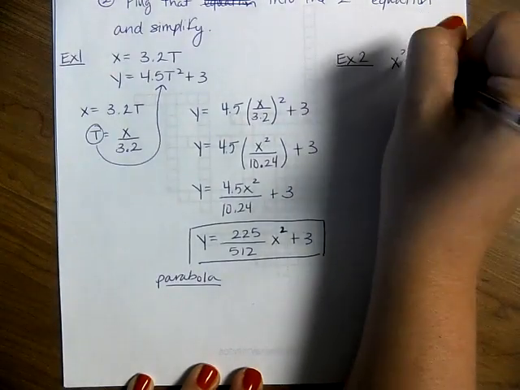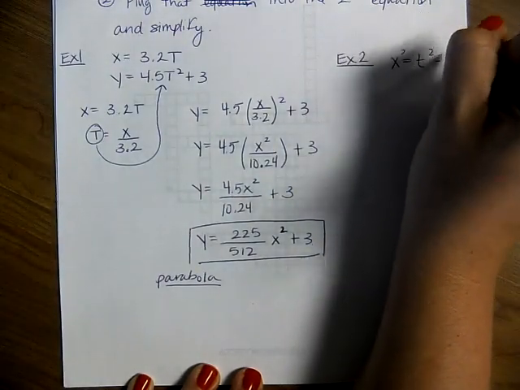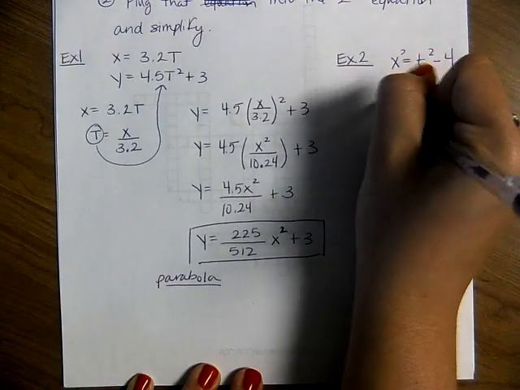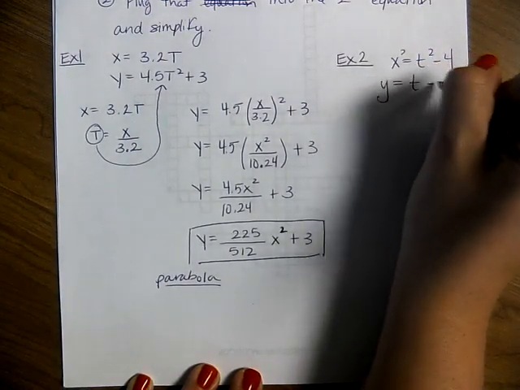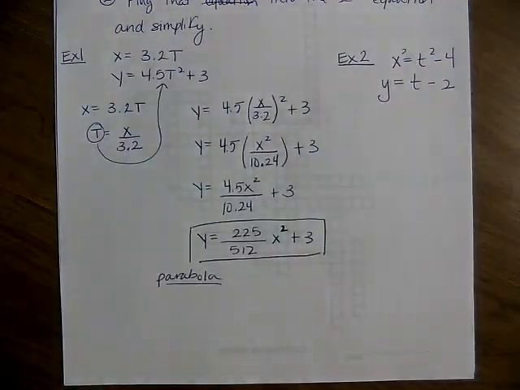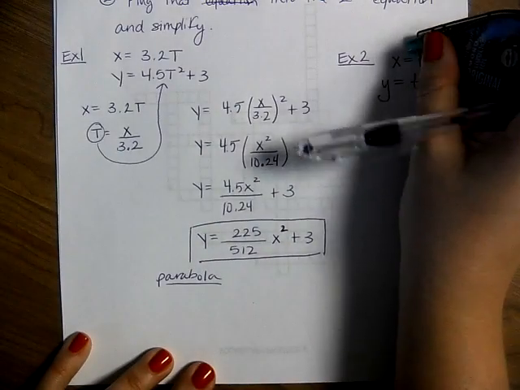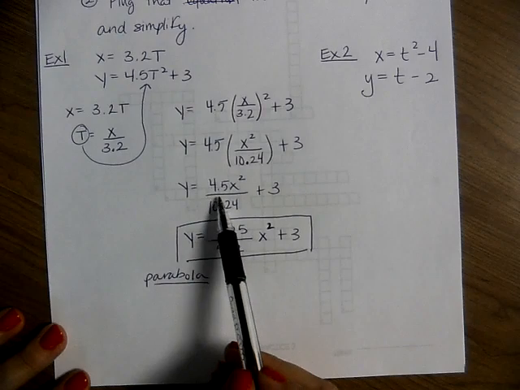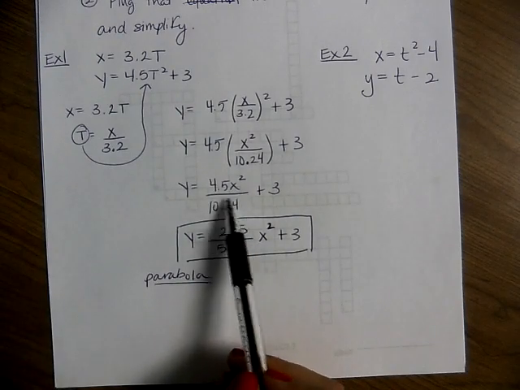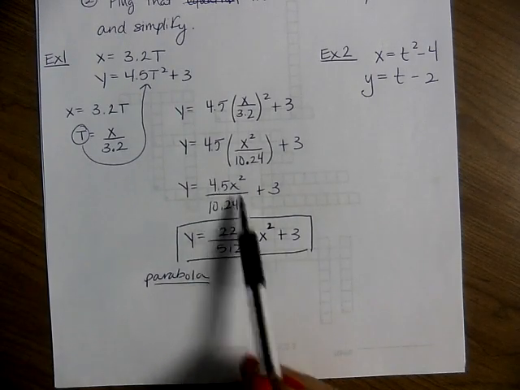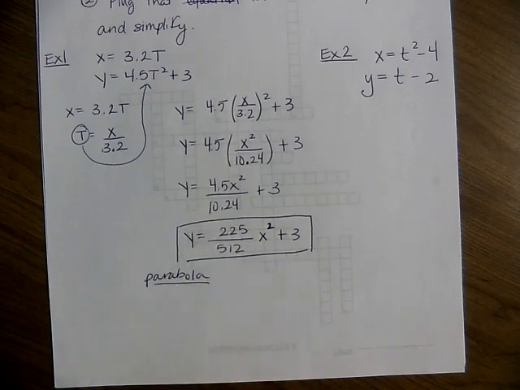x equals t squared minus 4, and y equals t minus 2. So what I did was converted it to an integer, so 450 over 1024, and then simplified. You can also just put it in the calculator. I'll simplify it for you.